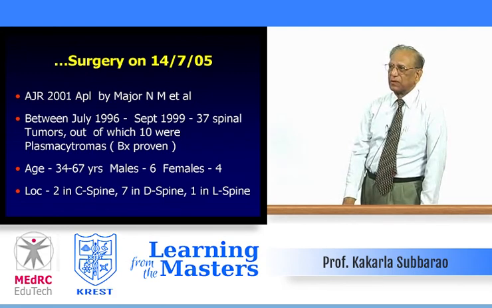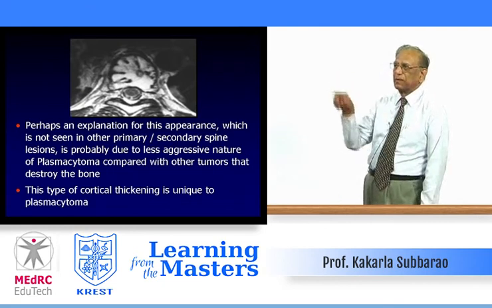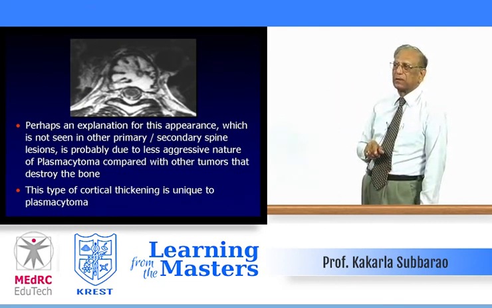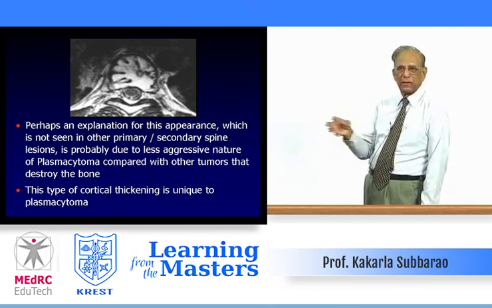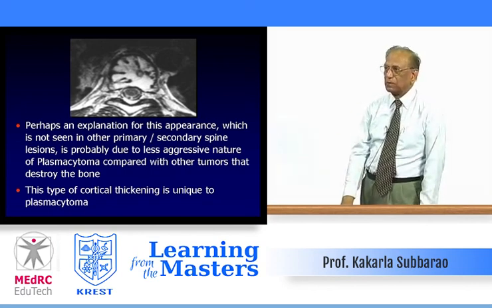A type of cortical thickening unique to plasmacytoma. What they have explained is why this appearance, the mini brain appearance, which is not seen in other primary or secondary spine lesions, is due to the lesion being less aggressive and slow growing. It has been running for 2 years compared with other tumors that destroy the bone.